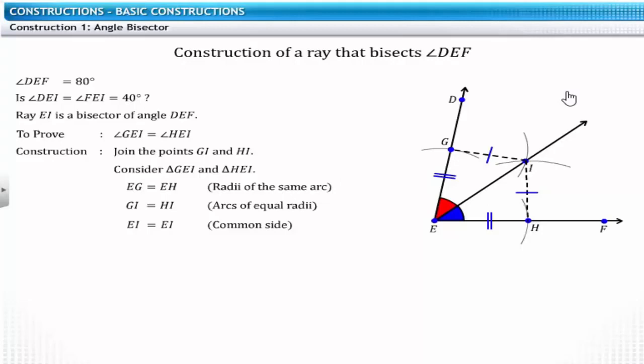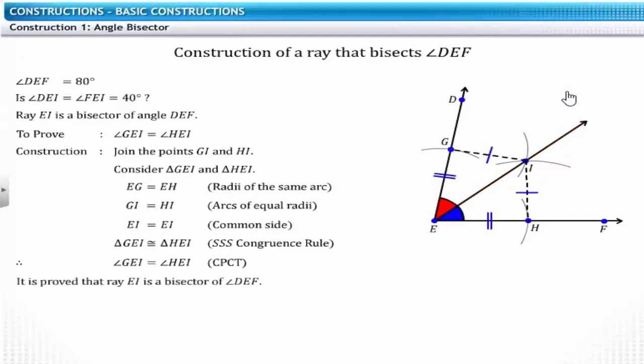By the SSS rule, triangle GEI is congruent to triangle HEI. When two triangles are congruent, the corresponding parts of the congruent triangles are congruent. Therefore, angle GEI is equal to angle HEI. The ray EI divides the angle DEF into two equal halves. Hence, it is proved that ray EI is a bisector of angle DEF.